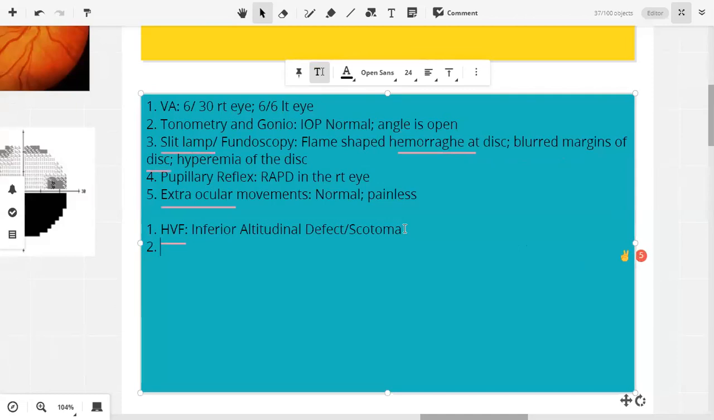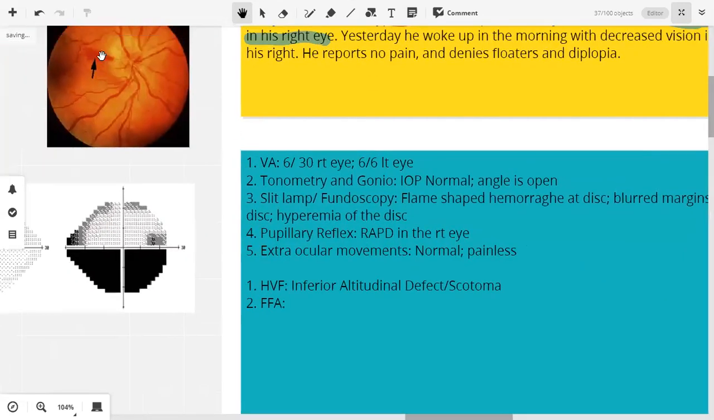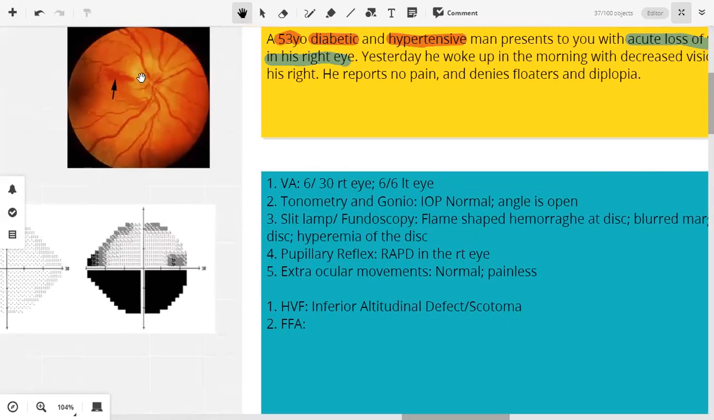FFA. A fundus fluorescein angiography. What do we do in fundus fluorescein angiography? We inject a dye in the arteries. It passes through these arteries, retinal arteries and the retinal veins. And we take pictures at different times.